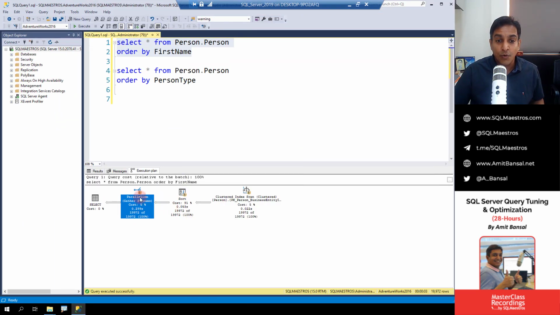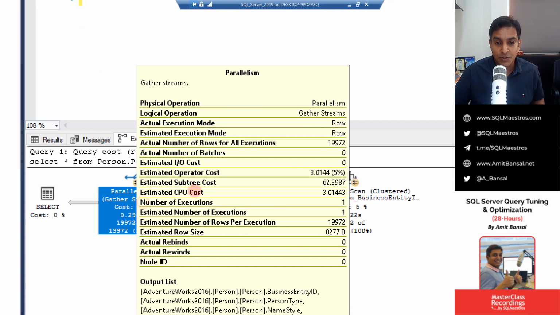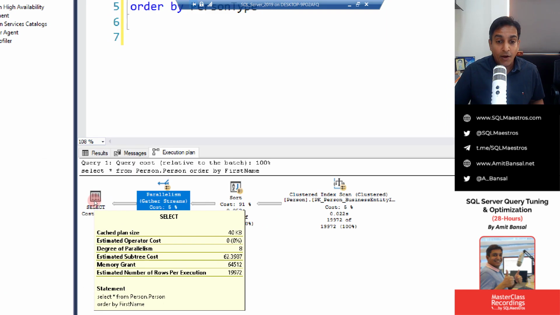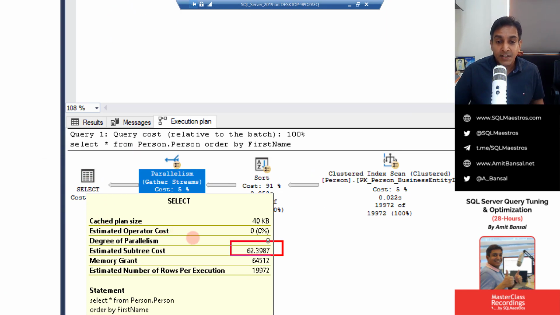And then you take the cursor over parallelism, and let's look at the cost of this operator, which is about 3.0. So you're talking about close to 59 plus 3.0, that is close to 62, something around 61 or 62. Let's take the cursor over select, and now you will see that the estimated subtree cost is 62.3. So the overall query cost is 62.3. This number is coming up by adding the operator costs of all the operators that are present in this execution plan.